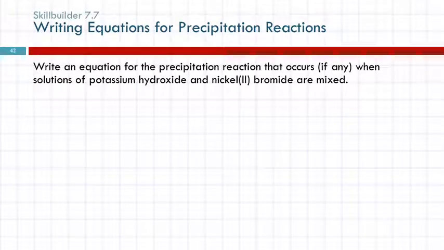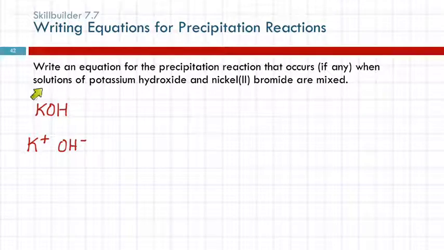So let's see what happens here. Write an equation for the precipitation reaction that occurs, if any, when solutions of potassium hydroxide and nickel(II) bromide are mixed. So what are we going to do here? Well, we need the formula for potassium hydroxide. And to do that, we really should write each of the ions with their charges. So potassium and hydroxide. We look at the charges, we put them together. We get KOH.